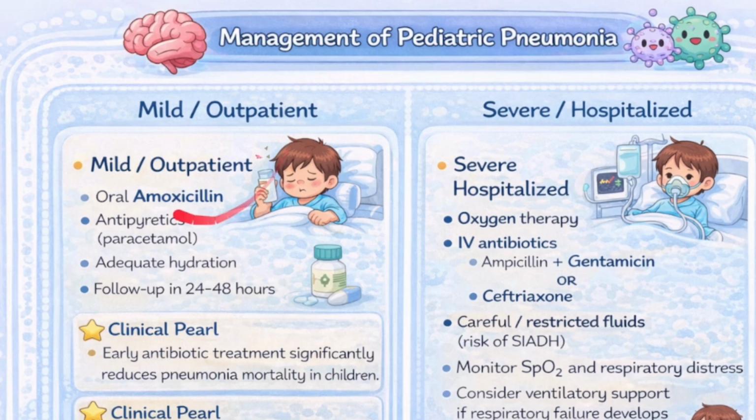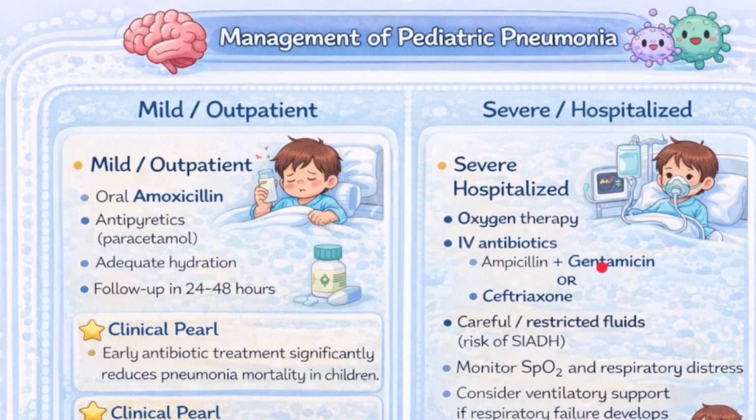So, in mild or outpatient pneumonia, what we give is oral amoxicillin and antipyretics. Adequate hydration is given, and follow up in 24 to 48 hours is done. Early antibiotic treatment significantly reduces pneumonia mortality in children, and in severe or hospitalized pneumonia, oxygen therapy is given.